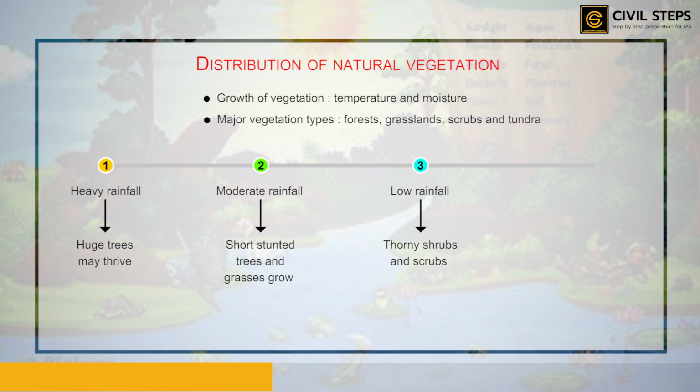In such areas, plants have deep roots and leaves with thorny and waxy surface to reduce the loss of moisture through transpiration. Tundra vegetation of the cold polar regions comprises mosses and lichens.